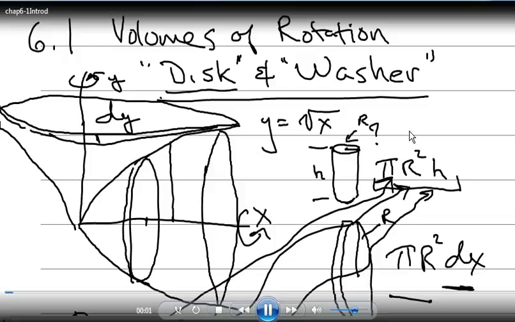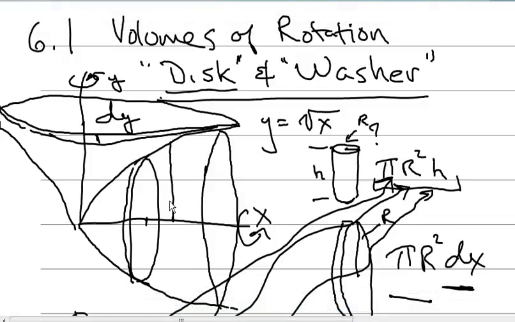In the last little version, we did the simplest possible thing, and that was we had a simple rotation around the x-axis, and we were given initially the formula in terms of x, and all we had to do was plug into our pi r squared dx, and we were done. Let's just make it a little more complex now.